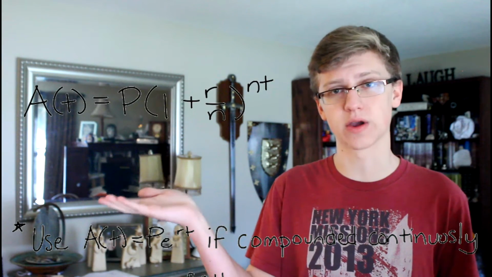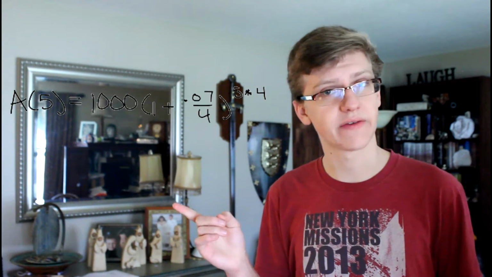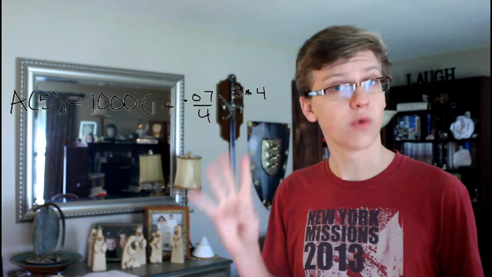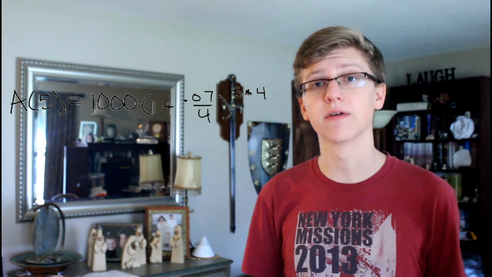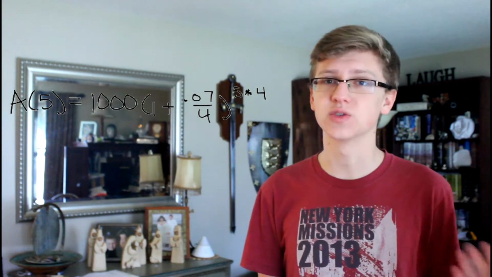That's a good question, Inambola. First, we need to recognize that it's compounded quarterly and not continuously, so we'll be using this equation. The initial investment P is 1,000, the interest rate is 0.07 because it's 7%, it's compounded 4 times per year, and we're going to leave it in the bank for 5 years. Now all you have to do is solve it, and the answer is 1,414.78.